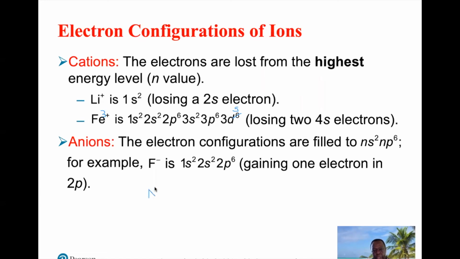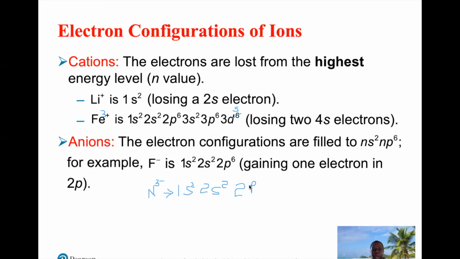Nitrogen, for example, with an overall charge of -3, nitride, all right? This is nitride. It's going to be 1s2, 2s what? 2s2, and 2p what? You are adding what? Nitrogen is number 7.